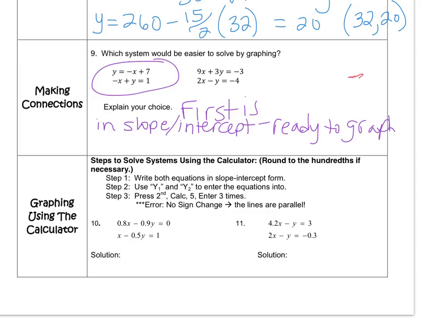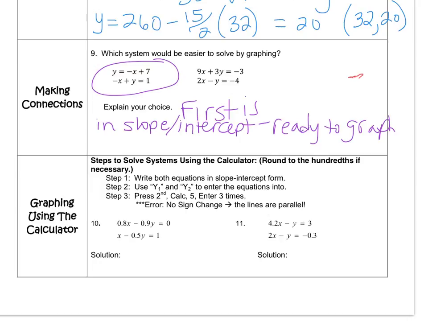Okay, and looking at them, in my opinion, I prefer the first set, the first system. And the only reason is because the first equation's already in slope-intercept form. I would only have to do a little bit of manipulation to the second equation in order to get them graphed and find the solution.